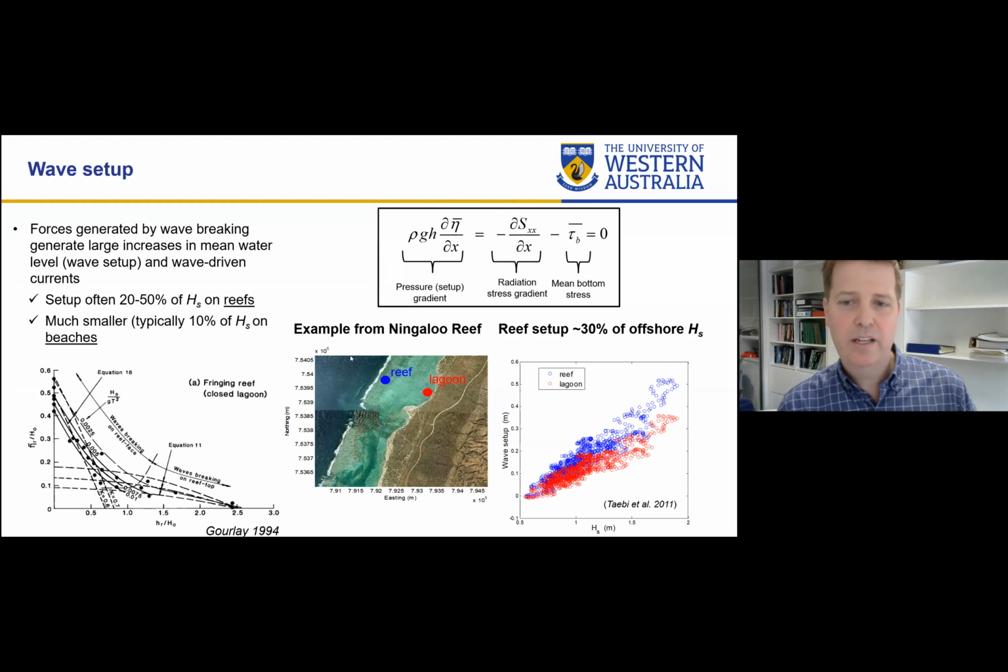If we look at places like Ningaloo, what's shown here are some measurements of wave setup versus offshore significant wave height. We can see in this case, 30% of the offshore wave height is going into wave setup. So the whole lagoon is essentially being raised by about half a meter, for only 2 meter high waves. So it's quite remarkable.